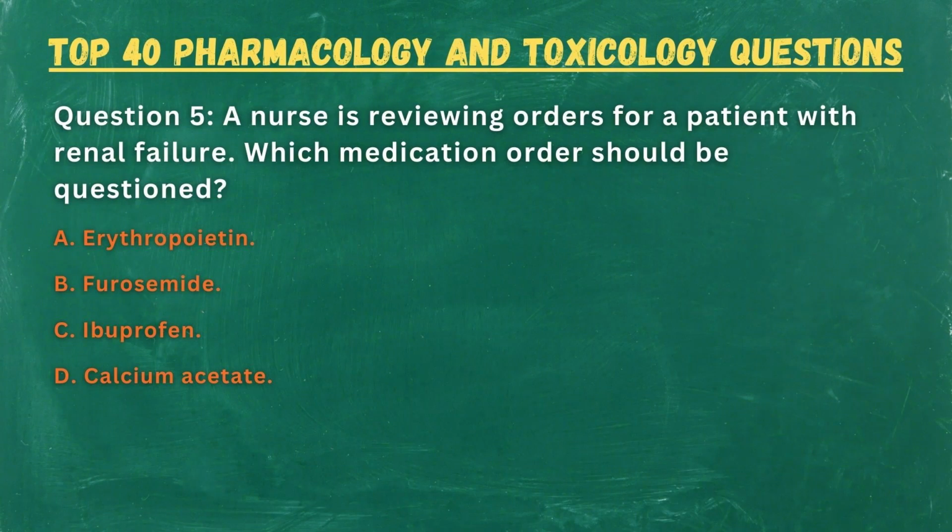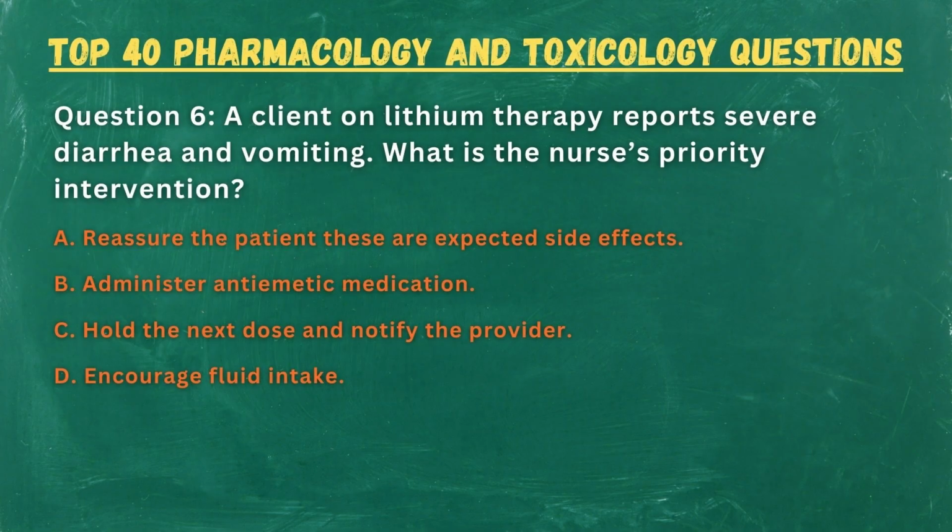Question 5. A nurse is reviewing orders for a patient with renal failure. Which medication order should be questioned? A. Erythropoietin. B. Furosemide. C. Ibuprofen. D. Calcium acetate. Answer: C. Ibuprofen.